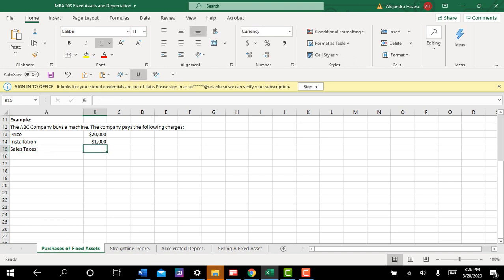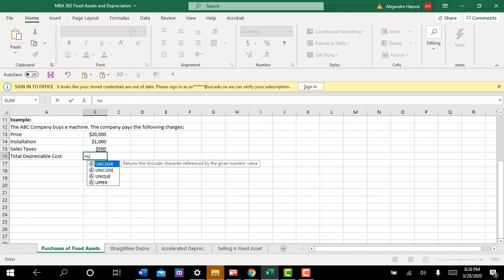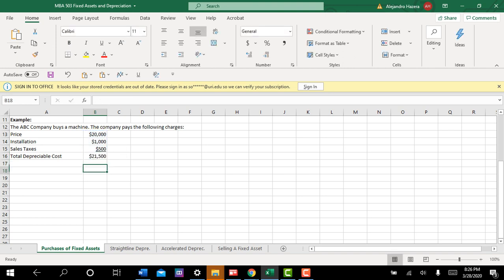And let's say that the sales taxes are $500. Okay, so the depreciable cost. The total depreciable cost of the asset is just the sum of all these things. So the depreciable cost would be the sum, $21,500. That would be your depreciable cost.